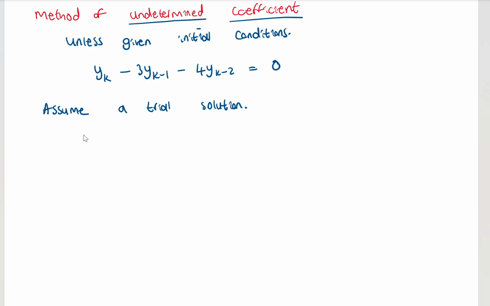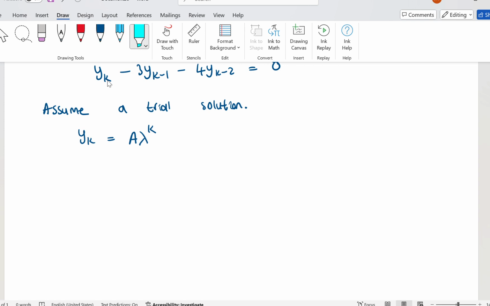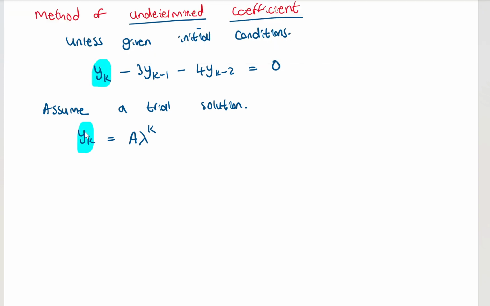So our solution will be of this form: y sub k equal to some variable a multiplied by lambda to the power of k. Now I have to be able to find y sub k minus 1, and I find it by replacing k with k minus 1 in this expression. So y sub k minus 1 is equal to a lambda to the power of k minus 1. Where I see k, I'm going to put k minus 1. Now I can break this into a lambda k multiplied by lambda to the power of negative 1, which is simply a lambda k times lambda inverse.